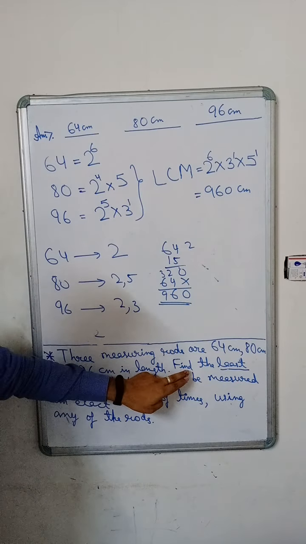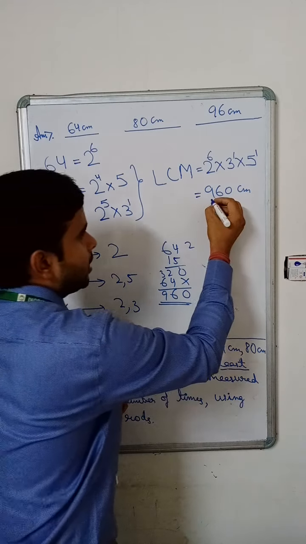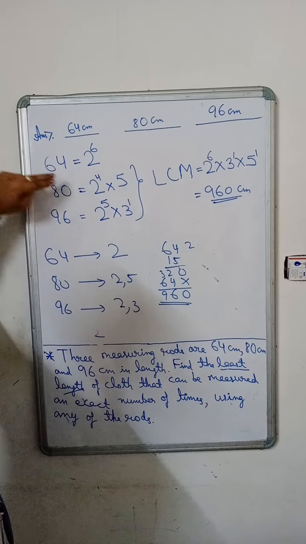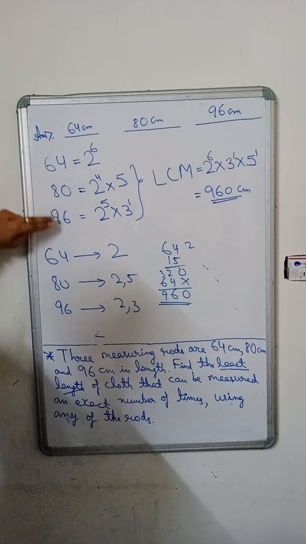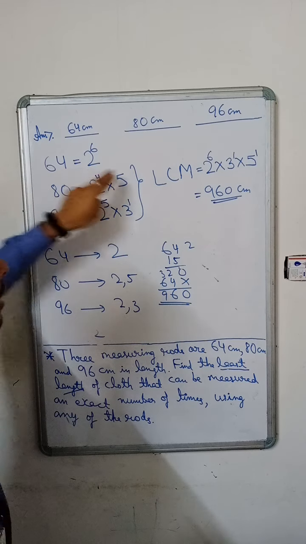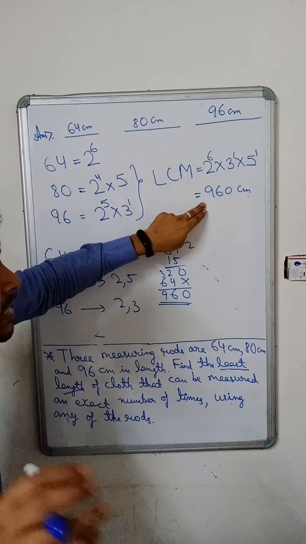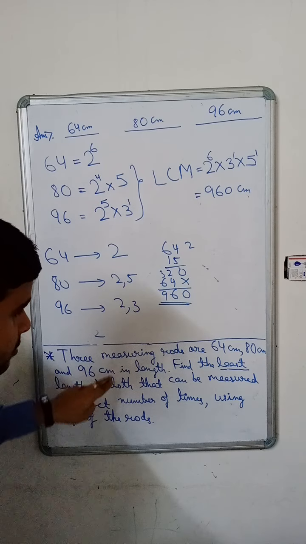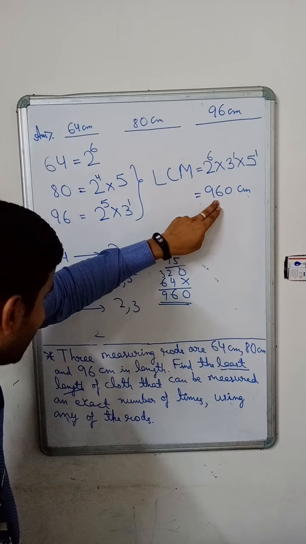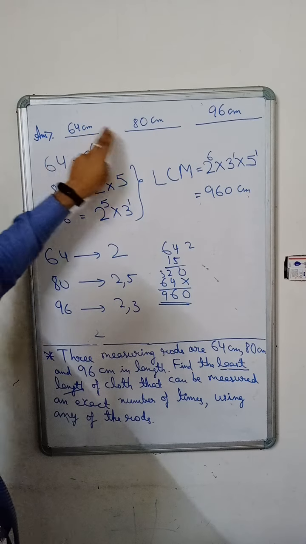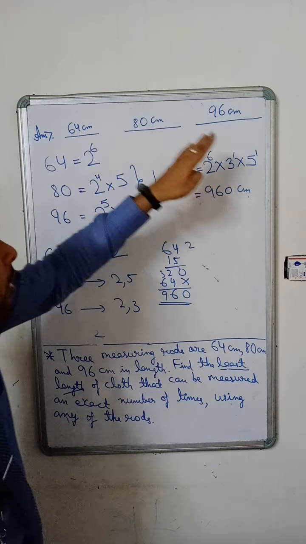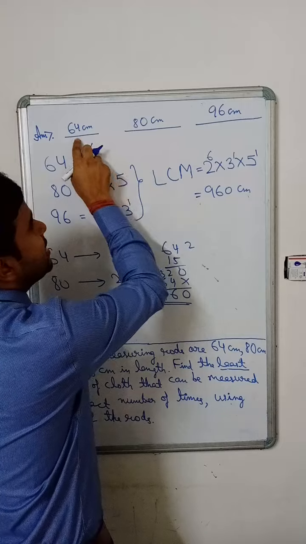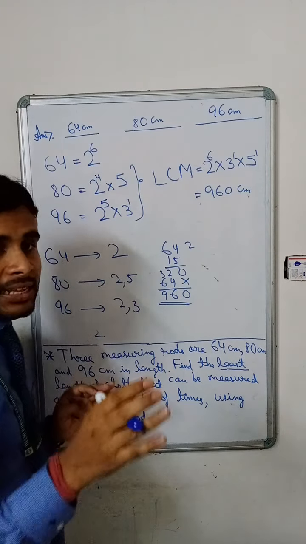It means that the least length of the cloth which can be measured an exact number of times by using all these three rods is 960. This is the least length of the cloth which is exactly divisible by 64, 80 and 96. In word problems we can say that this is the least length of the cloth that can be measured an exact number of times by the first rod, the second rod, the third rod, all the three rods at a time. So the required answer is the LCM of three numbers.